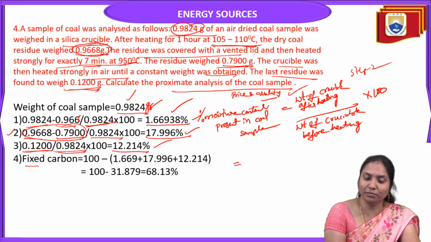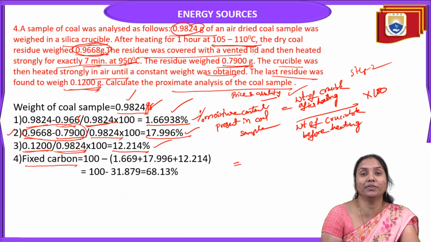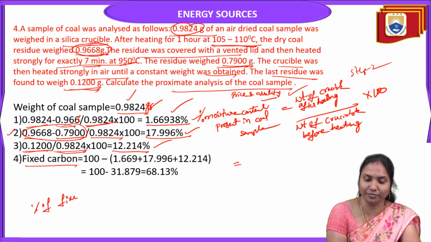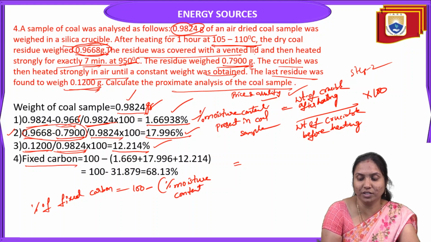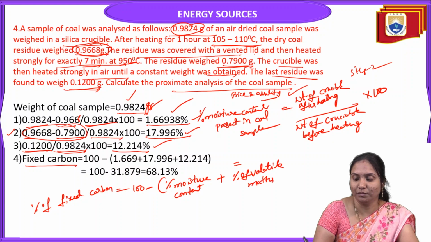So now we can determine the calculation of fixed carbon present in coal sample. How can we determine the fixed carbon percentage in coal sample? What is the formula we are using here? Percentage of fixed carbon is equal to 100 minus the percentage of moisture content plus percentage of volatile matter plus percentage of ash content present in coal sample.